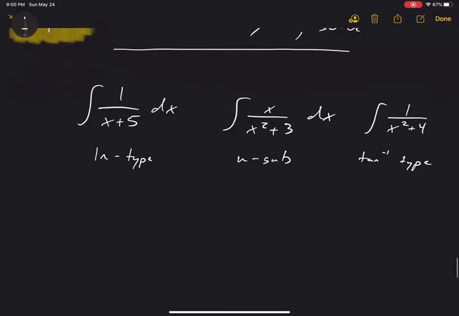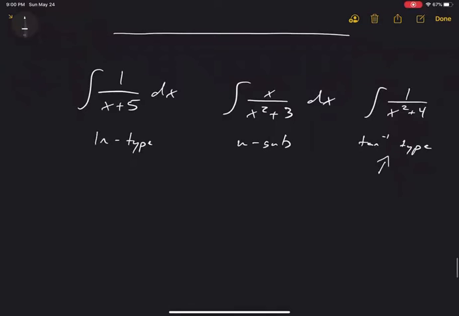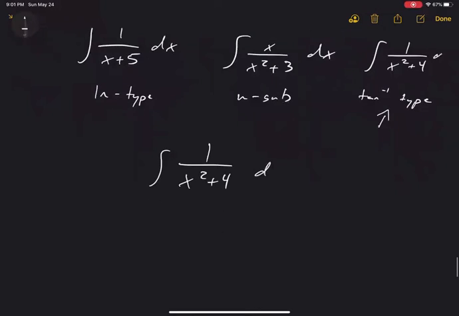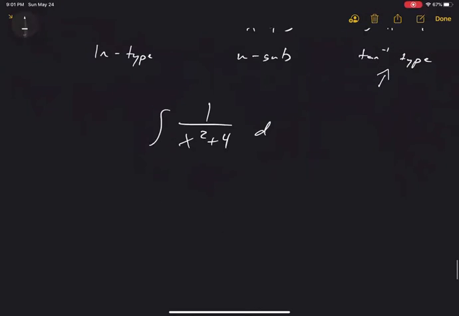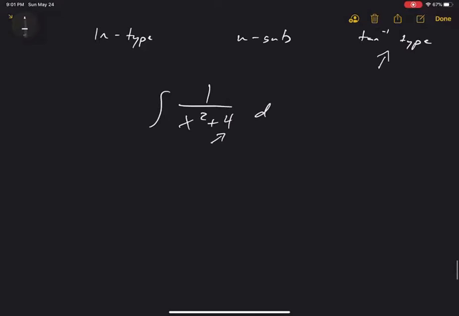So why do I call this a tan inverse type integral? Let's look at this 1 over x squared plus 4 real quick. How would I solve that? If I had a 1 here, that's tan inverse, right? So what's giving me a problem is that I have a 4 here. Let's divide out that 4. Let's bring it out here.